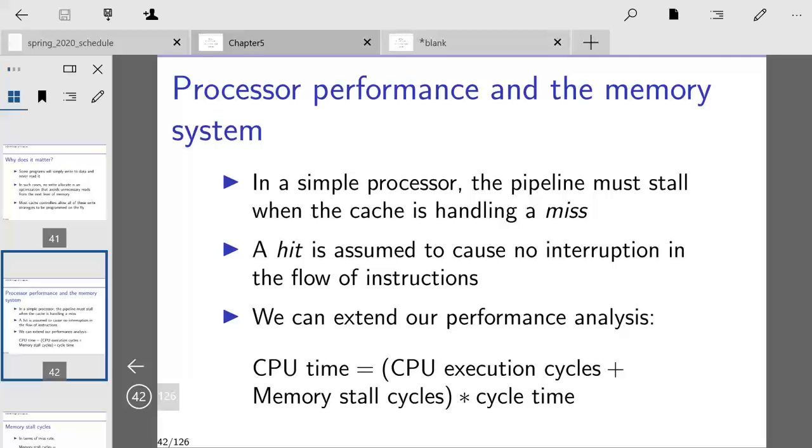Now that we've talked about different write strategies, and how to bring data into the cache, we want to talk about how performance is impacted by the memory hierarchy. And of course, this leads us into homework problems.